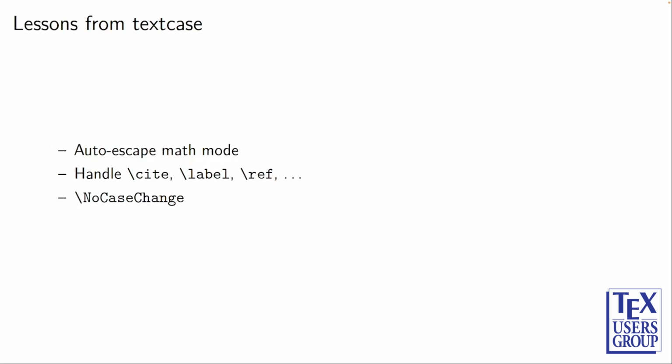The first is auto-escaping math mode. Math mode text shouldn't be case changed. A variable lowercase a is distinct from a variable uppercase a, and so you want to auto-escape math mode. We want to be able to handle cite, label, ref. Their arguments are things that shouldn't be case changed, so you need to know about those. And then you want a way of just excluding arbitrary material from case changing, and the command that David introduced was no case change. Why would we want to do that?